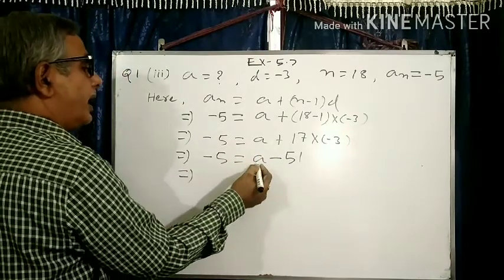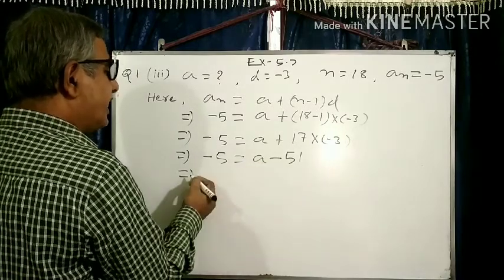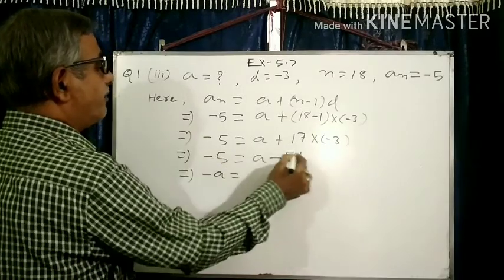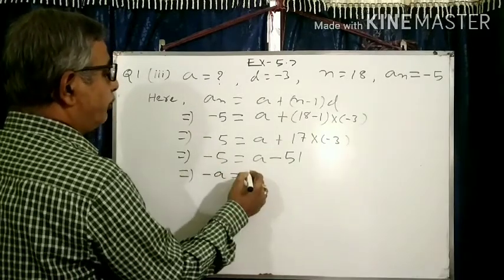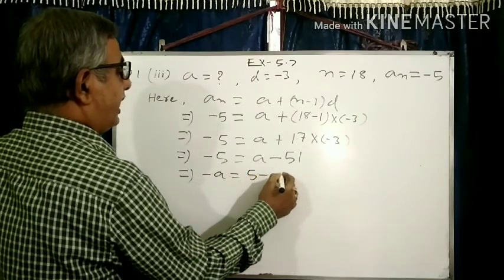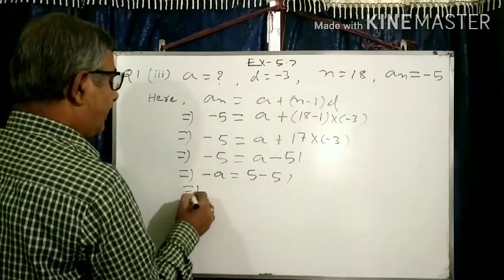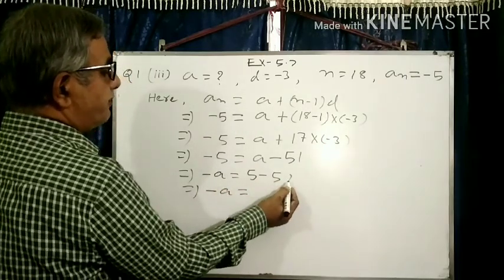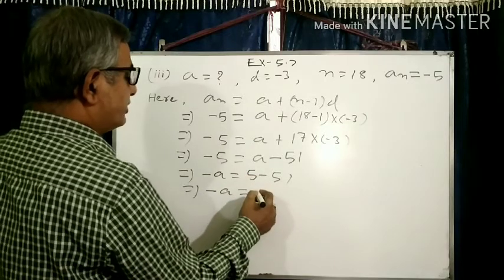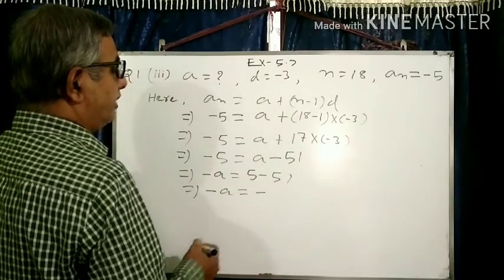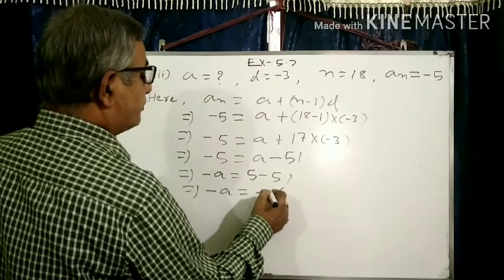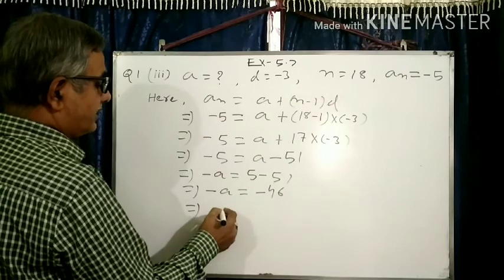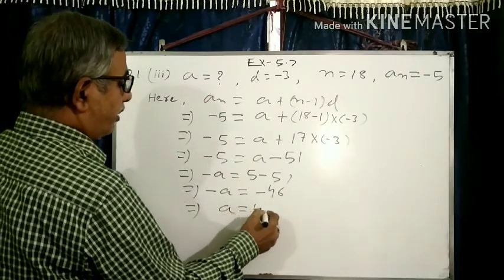Now let this A come to the left hand side, so minus A you are getting. Let minus 5 go to the right hand side. Minus 5 will be plus 5 here, and minus 1. Ultimately what are you getting? Minus A is equal to minus 51 plus 5. Minus is more, so we are writing minus 46. Ultimately what happened? Minus minus cancel. A is equal to 46.